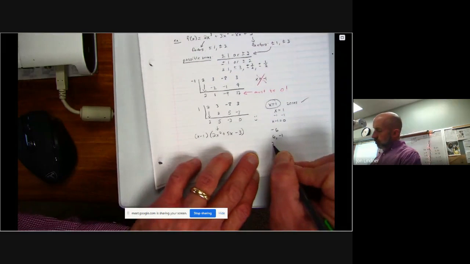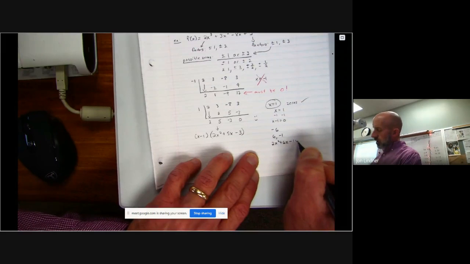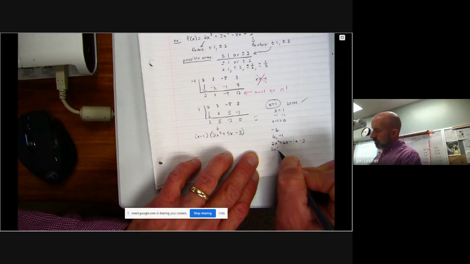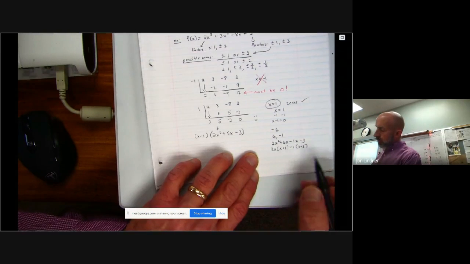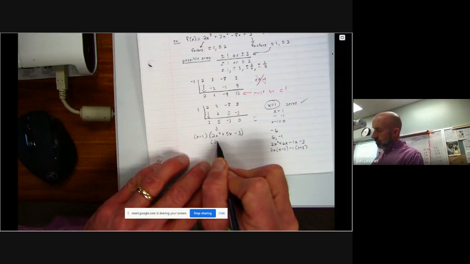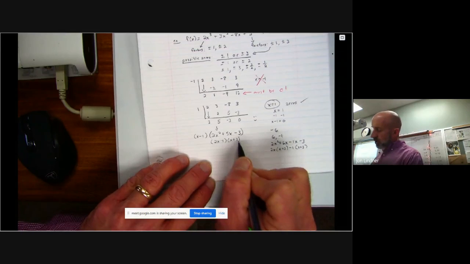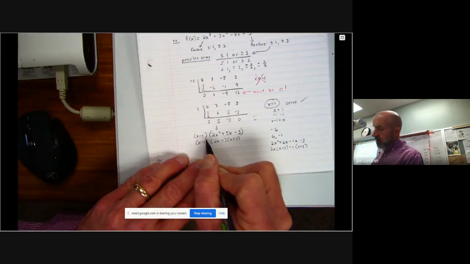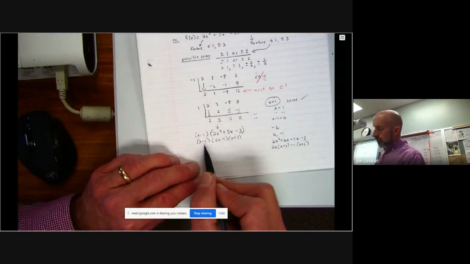So I have 2x squared plus 6x minus 1x minus 3. 2x times x plus 3. I want an x plus 3 over here, so I pull out a negative 1. So this thing factors into 2x minus 1 times x plus 3. And now we have factored this entire thing.